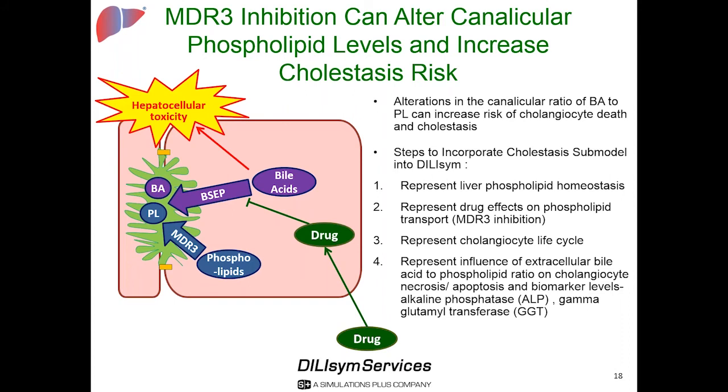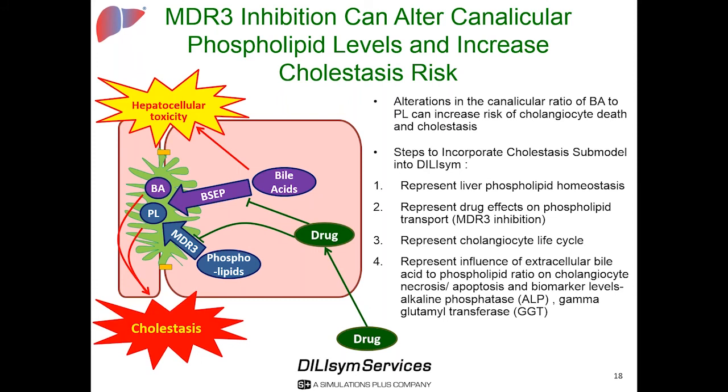So you can see here, for example, if a drug goes into the cell, you get inhibition of something like BSEP, but now, in addition, with MDR3, you can disrupt this bile acid to phospholipid ratio and get that cholestasis component, in addition to a typical hepatocellular component coming from bile acid buildup.